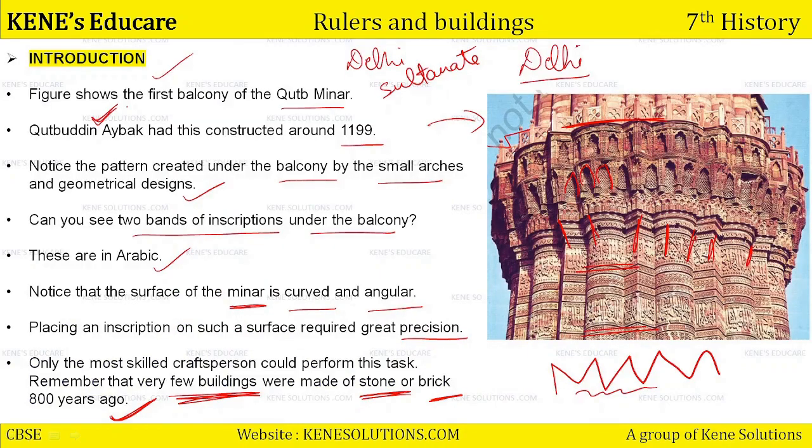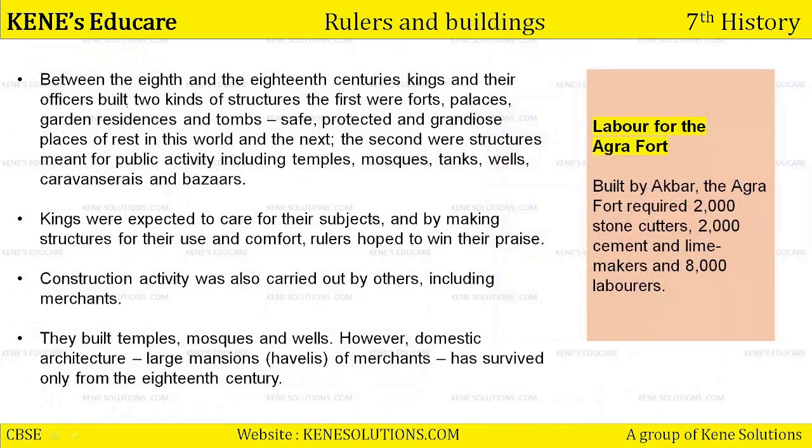Okay. Reading further, between the 8th and 18th centuries, kings and their officers built 2 kinds of structures. The first were forts, palaces, garden residences and tombs. That means a very safe, protected and grandiose places of rest in this world. और दूसरा क्या category होता था? Second were the structures meant for public activity, including temple, mosque, tank, well, caravanserais and bazaars. ये caravanserais क्या है?